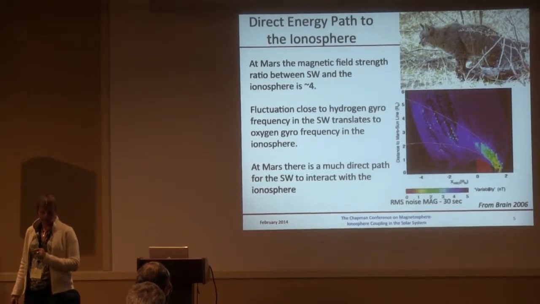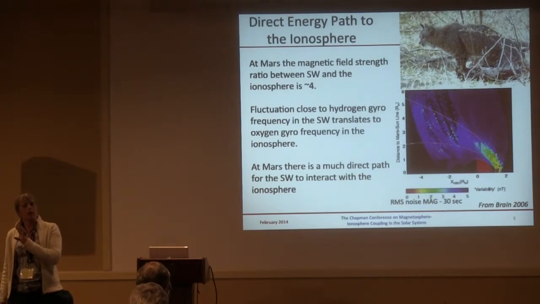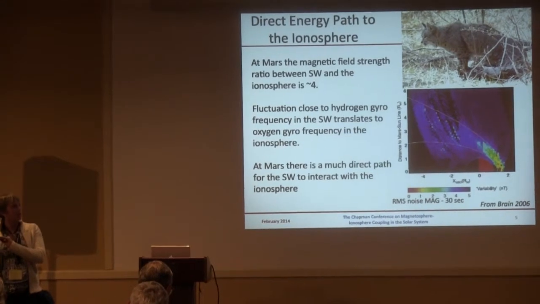Another thing which is slightly different with Mars is that if we have fluctuations in the solar wind at the proton gyro frequency, they will end up down in the ionosphere at the oxygen frequency on average, because the magnitude of the solar wind's magnetic field and the normal ionospheric magnetic field differ by a factor of 4. So this is a big difference between Mars and Venus. At Earth, the solar wind has to go through multiple processes to get the energy into the ionosphere, while at Mars we have a very easy way, a direct coupling. Now, we don't have the observations yet to say that this is happening, but at Mars, most likely, the solar wind can directly put energy into the ionosphere.